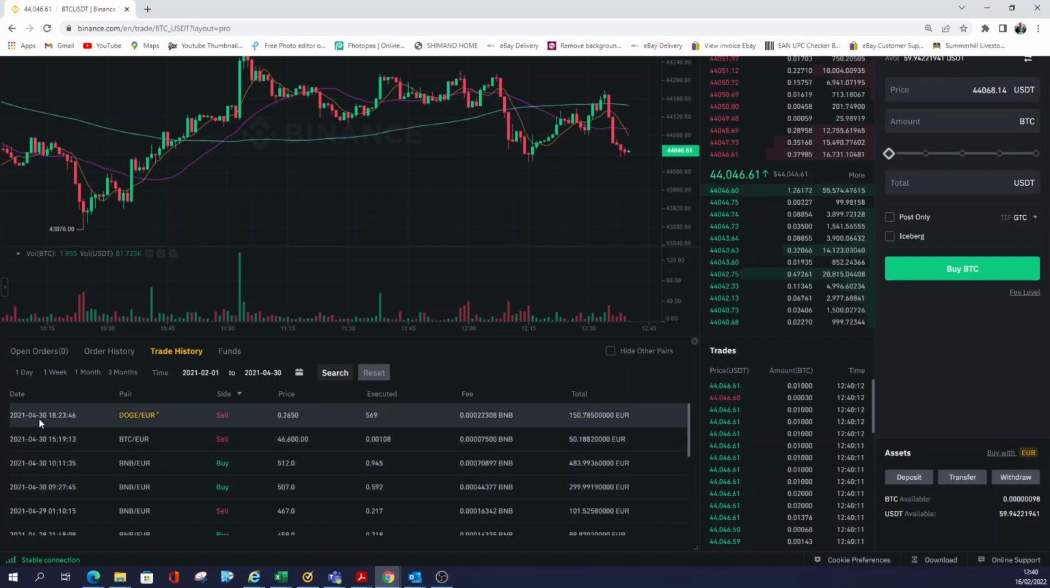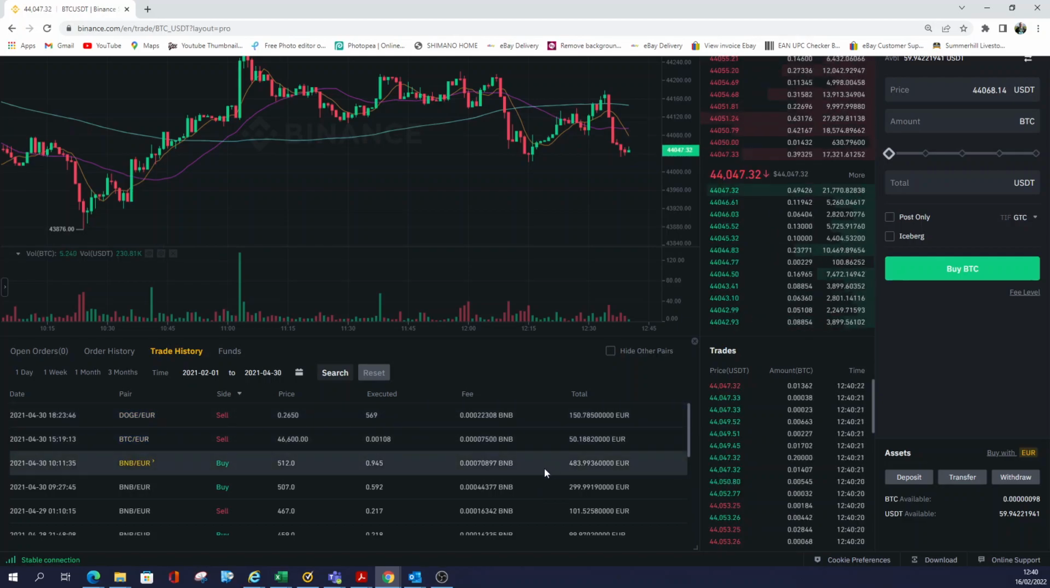We can see the dates that I did them, the price that I got, the exchange rate. We can also see the fees that were charged, and how much the total was, how much profit, and then you can work out how much profit or loss you actually made.